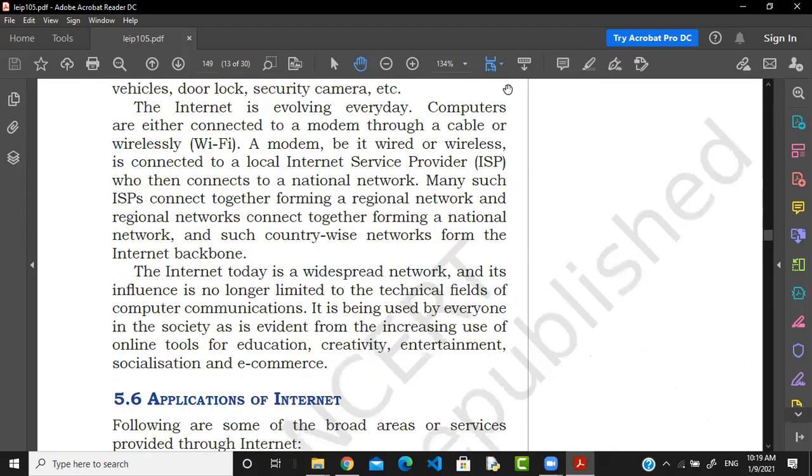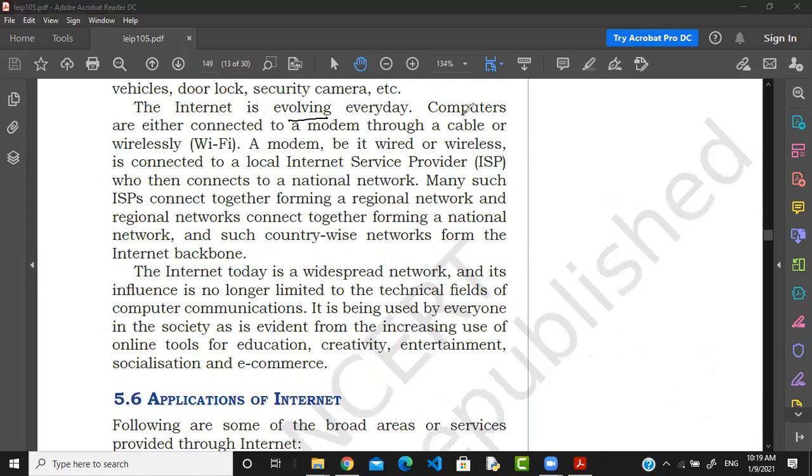The internet is evolving every day; every day some development is going on. Computers are either connected to a modem through a cable, or you can connect wirelessly. So the modem, wired or wireless, is connected to the local internet service provider. Your computer is connected with the modem, and the modem is connected with the internet service provider. The internet service provider has a gateway.